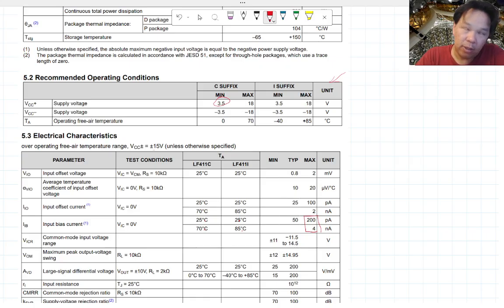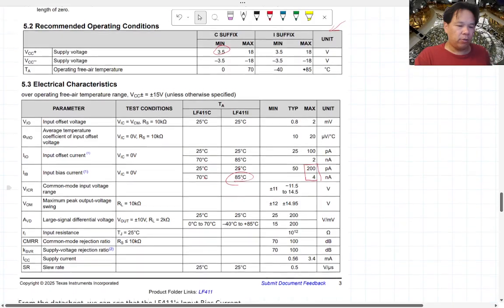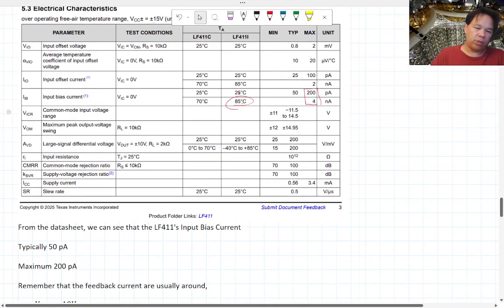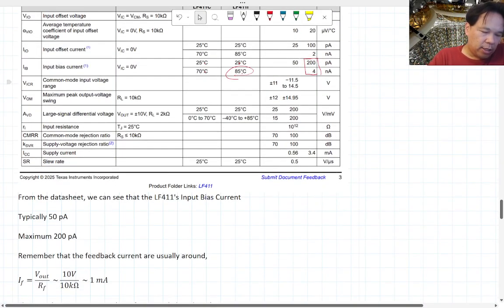Pico means 10 to the minus 12, right? But if you increase the temperature to 85 degrees Celsius, you're going to increase that input bias current to 4 nanoamp, which is 5 times 4, which is 20 times bigger. So typically you want to run these op amps at around room temperature. So what is the typical versus maximum?